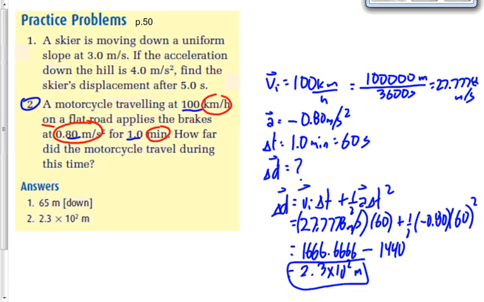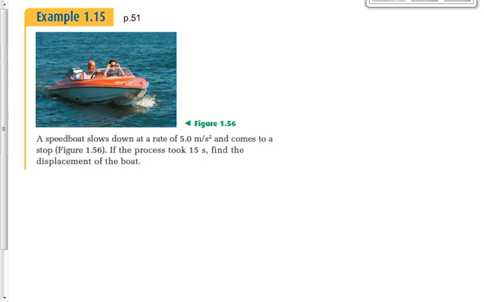All right, let's try one more problem today, and then we'll wrap it up for the day here, okay? This one's 1.15 on page 51. A speedboat slows down at a rate of 5.0 meters per second squared and comes to a stop. The process took 15 seconds. What's the displacement of the boat?